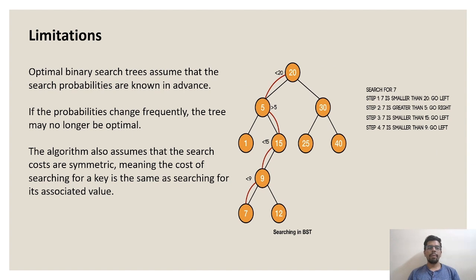Limitations. Optimal binary search trees assume that the search probabilities are known in advance. If the probabilities change frequently, the tree may no longer be optimal. The algorithm also assumes that the search costs are symmetric, meaning the cost of searching for a key is the same as searching for its associated value.